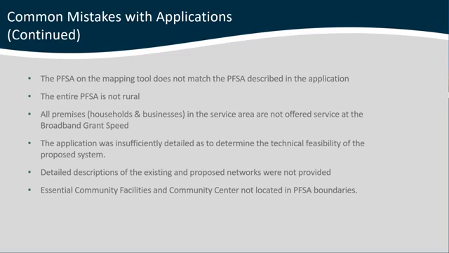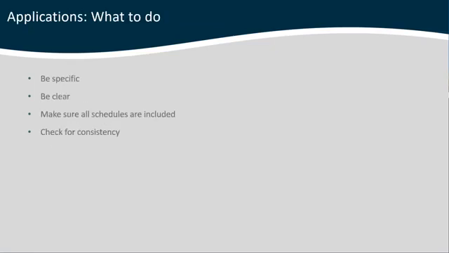So for essential community facilities, that's not as big a deal. For the community center, that needs to be located in the actual PFSA, and the mistake that people make sometimes is they fail to recognize that out of the regulation. And so they don't want to establish a new community center, so they try to piggyback locating off in a community in the general area but is not within the PFSA boundaries. That will get the application rejected, so please be careful about that.